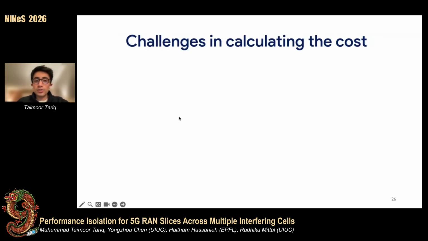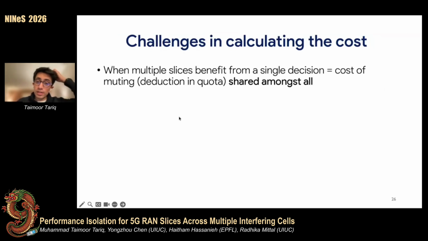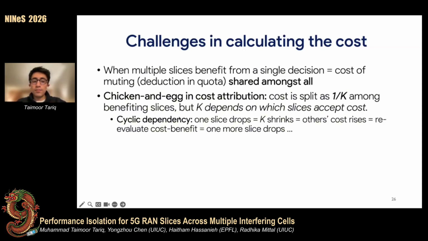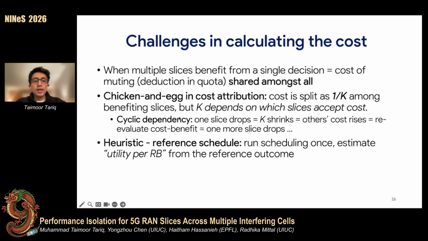As far as the challenges in calculating the cost are concerned, one thing that we do for fairness is that when multiple slices benefit from a single muting decision, the cost of muting is shared amongst all the benefiting slices. But this creates a chicken and egg cost attribution problem. Cost is split between the k benefiting slices, but after finding out the value of the cost, which was derived by 1 over k, one of the k slices might back out. Since this updates the fraction 1 over k, all of the k slices then reevaluate their cost-benefit analysis again, and this cycle could go on.